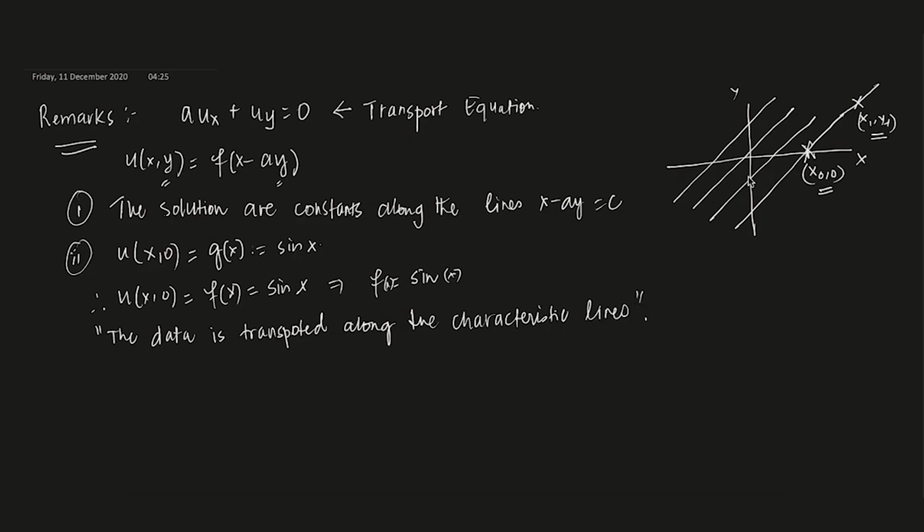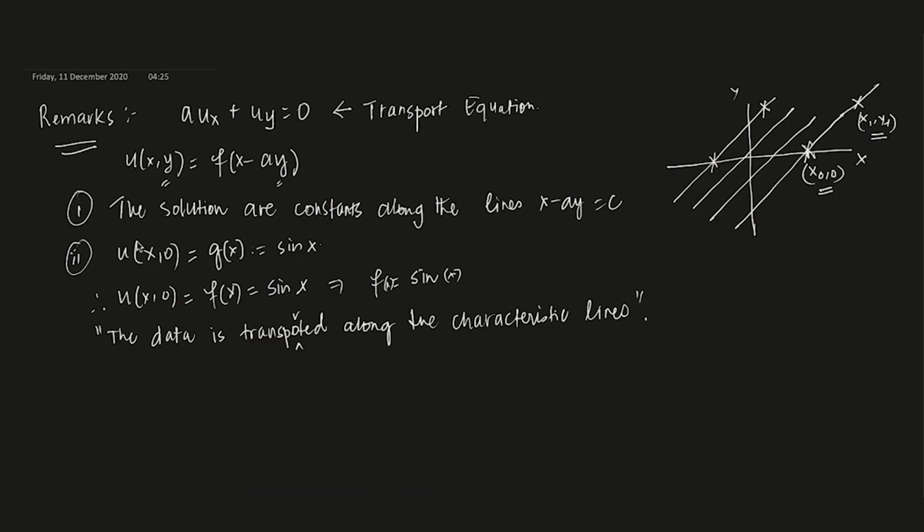So let me explain again. What I mean by this is, you give data here, and that data gets propagated along the line, right? So at any point on the line, u is constant, and that is why that data gets propagated along the line, and that remains the same. So that is why it's called a transport equation, transported along the line. Okay, so that's why it's called a transport equation.